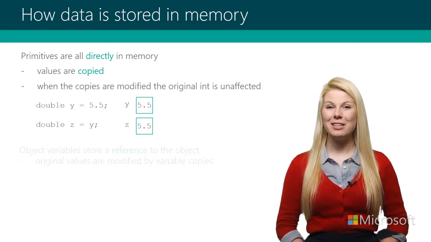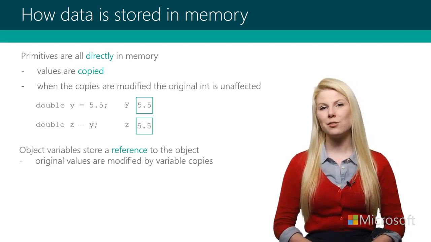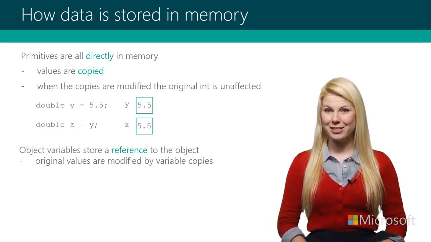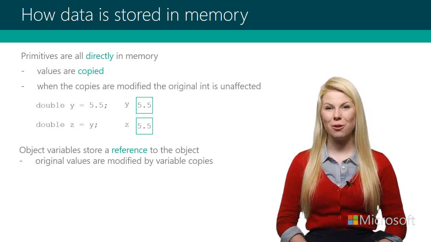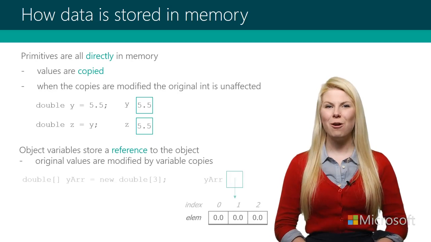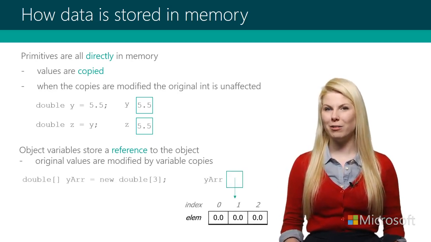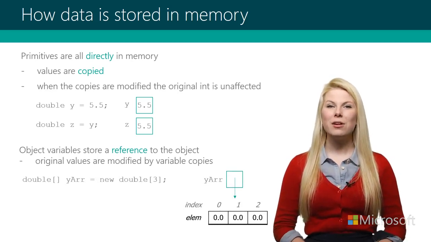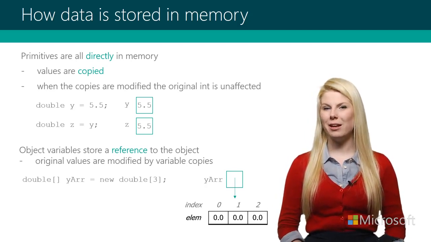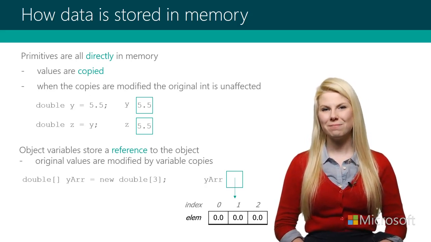As you can imagine, this means objects function very differently. Rather than partitioning a space for the actual value, objects partition a space for the specific reference to where the object's information is stored. This reference is the address in memory of where things are stored. So let's say I construct a new array called yr, like y array. You can think of that same little box like we used for the doubles, but now it has an arrow in it. And that arrow is going to point to somewhere else in memory where the array exists.